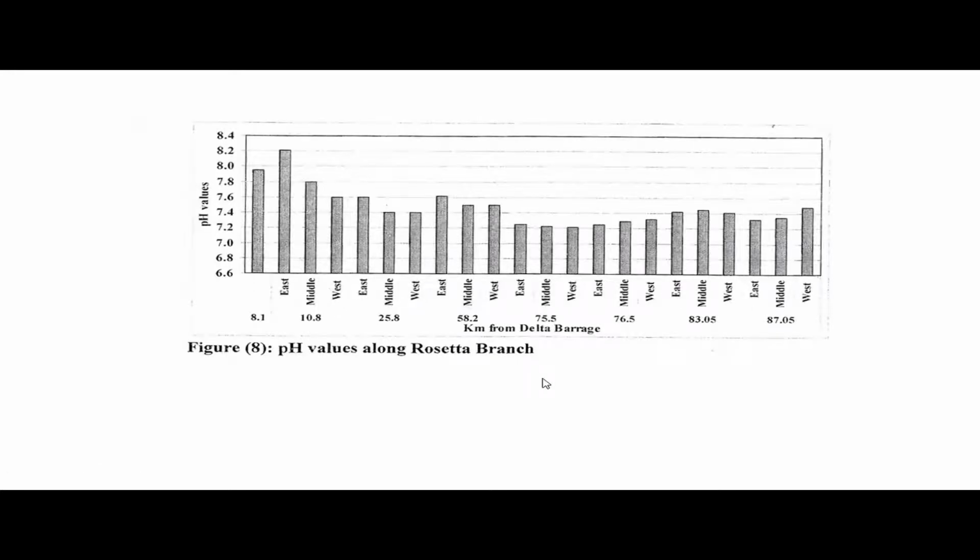This is another researcher comparing the values of pH along, I think, the Rosetta Branch using certain locations in kilometers, and this is a trend with distance. Therefore, we remove the columns and we have three XY scattered lines. Why? Because the distances between the kilometrage are not the same. I cannot use a line graph because the distance between 8.1 and 10.8 is different from the distance between 10.8 and 25.8.